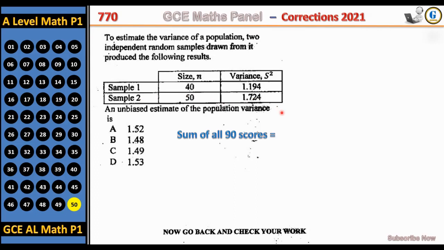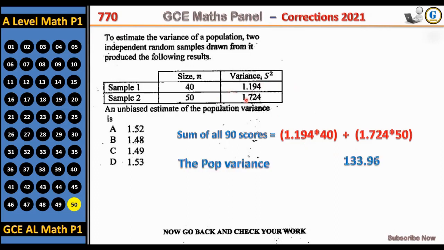So for the sum of all the 90 scores we have, to have the sum of all of these scores squared, we have 40 times this, because it's divided by 40 to have this value. Now plus this one times 52, and we divide all of this by 40 plus 50, which is 90, because it's unbiased, and this gives us 1.488, which you can round up to 1.49, to 2 decimal places.